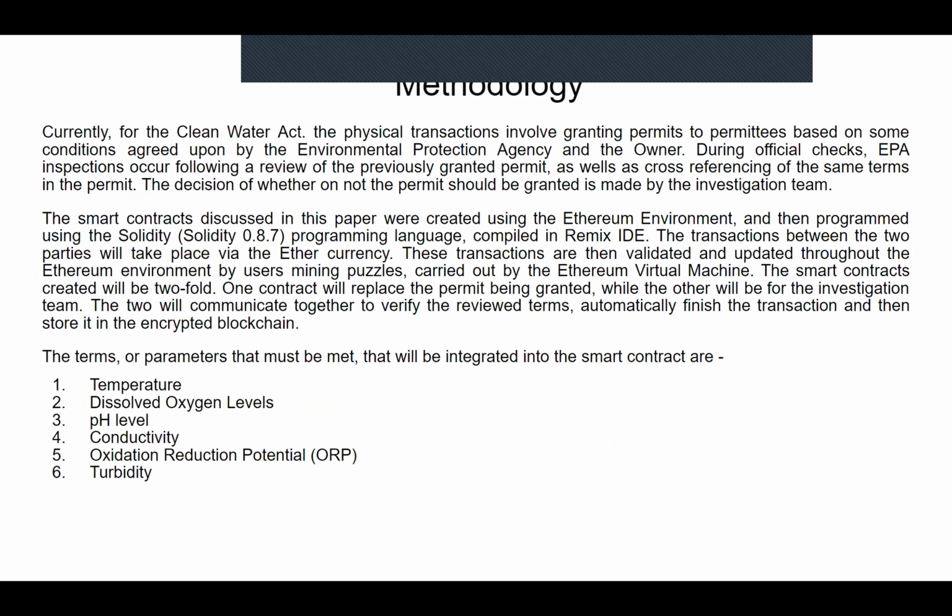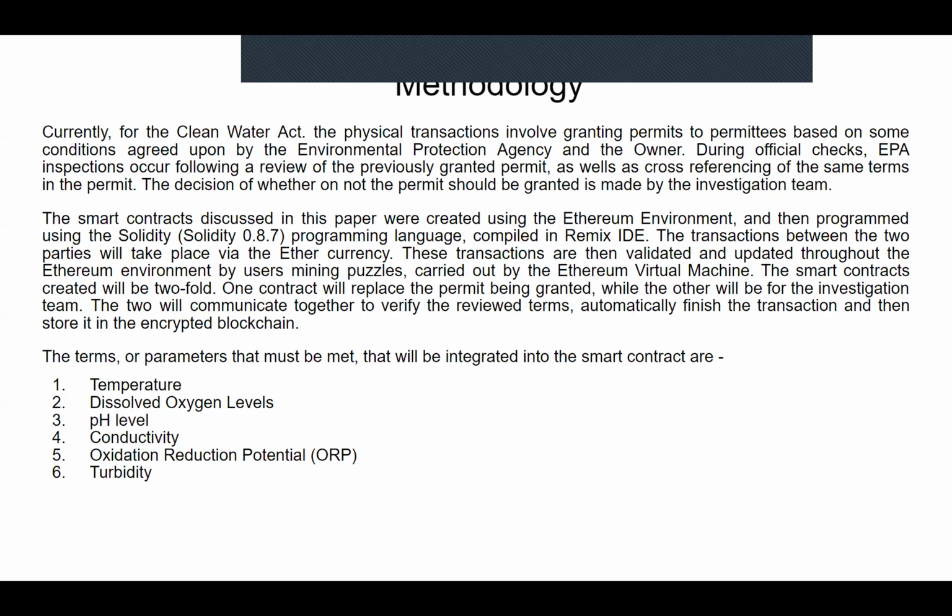Now, the methodology. So currently for the Clean Water Act, the physical transactions involve granting permits to permittees based on some conditions agreed upon by the Environmental Protection Agency or the EPA and the owner. During official checks, the EPA inspections occur following a review of the previously granted permit as well as cross-references of the same terms in the permit. Now, the decision of whether or not the permit should be granted is made by the investigation team.